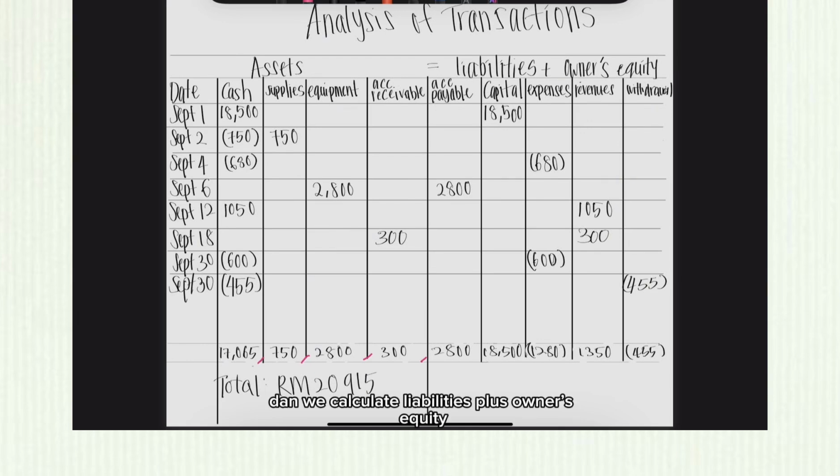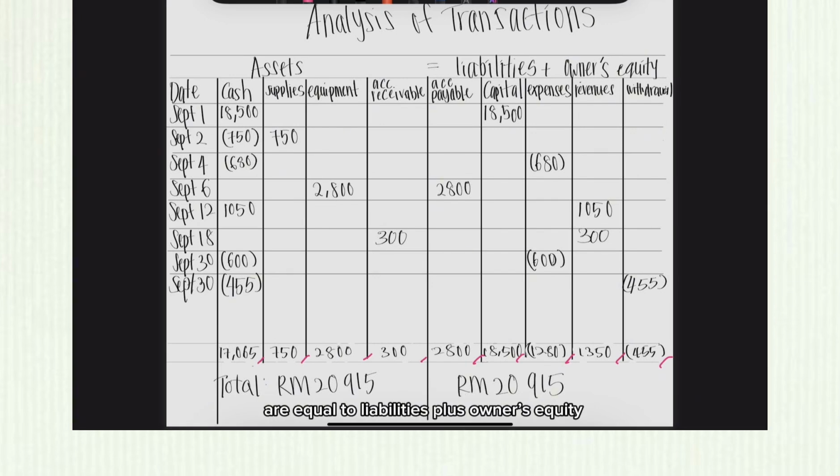Then we calculate liabilities plus owner's equity. This includes account payable, capital, expenses, revenue, and withdrawal. So, the total for liabilities plus owner's equity is also 20,950 ringgit. So, we can see the total assets are equal to liabilities plus owner's equity. And this shows that the accounts are balanced, and this is our analysis of transaction.